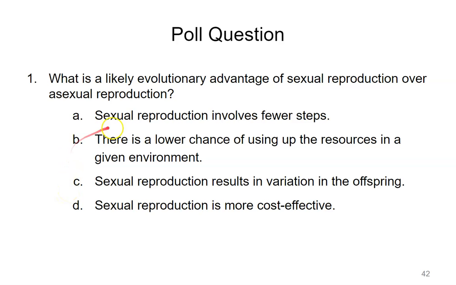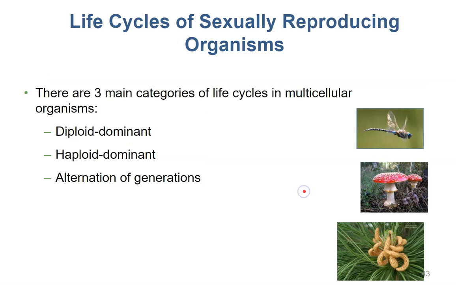Asexual reproduction, yes, it involves fewer steps. There's a lower chance of using up resources in the environment. And asexual reproduction would be more cost effective because you don't have to go through an entire second process. But sexual reproduction results in variation. So it's cheaper to do asexual, but it's better, evolutionarily speaking, to do sexual reproduction.